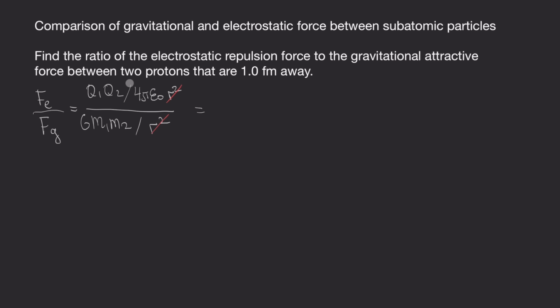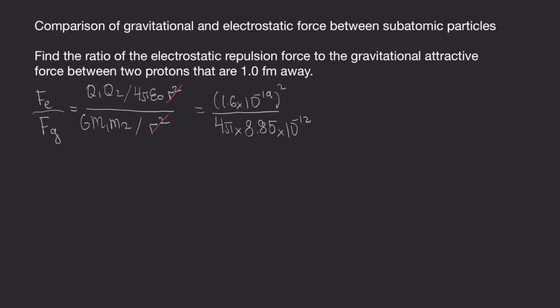So just the numerator of this fraction is going to be Q1, Q2, which is 1.6 times 10 to the power of minus 19. This is the charge of a proton, and it's one multiplied by the other, so that's why I'm going to square it. Then we're going to be dividing that by 4 pi times epsilon naught, which is 8.85 times 10 to the power of minus 12. So this here is just the denominator of our fraction.